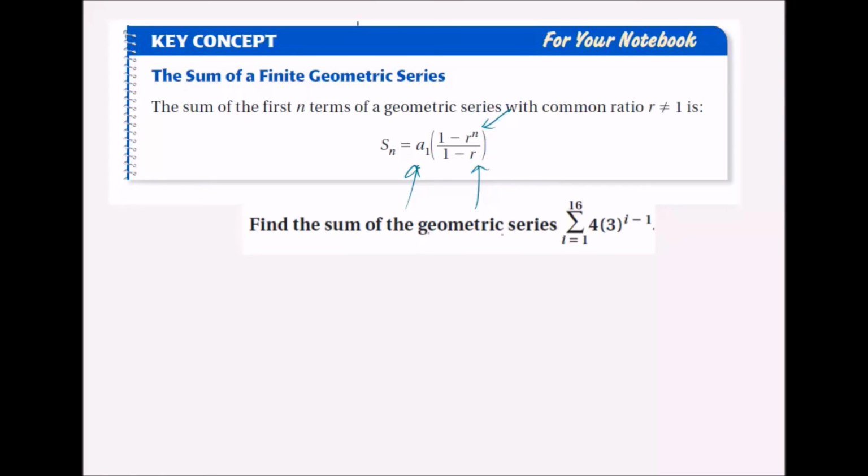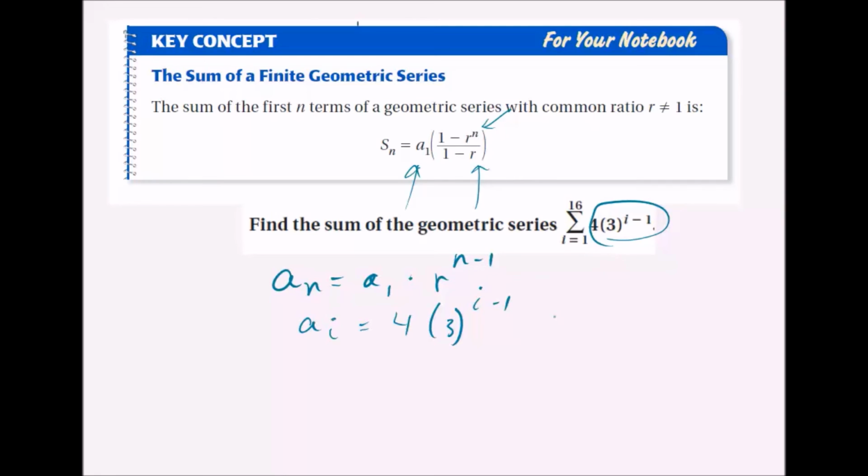So let's go ahead and find the sum of this geometric series: the sum from i equals 1 to 16 of 4 times 3 to the i minus 1 power. The first thing we need to do is find the first term. So we set up the equation a sub n equals a1 times r to the n minus 1. Remember, that's the general formula we're always using, and this equation is already in that form for us. The only difference is they use the letter i instead of n.